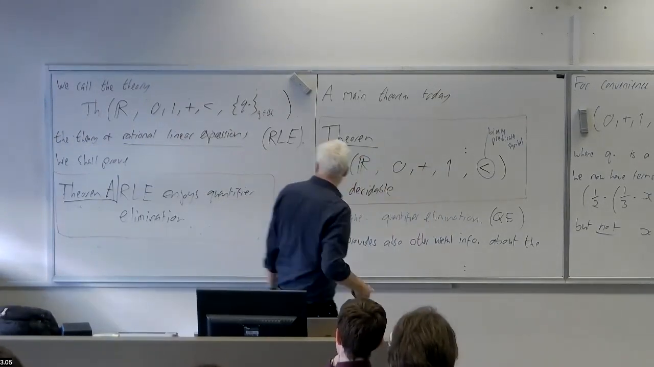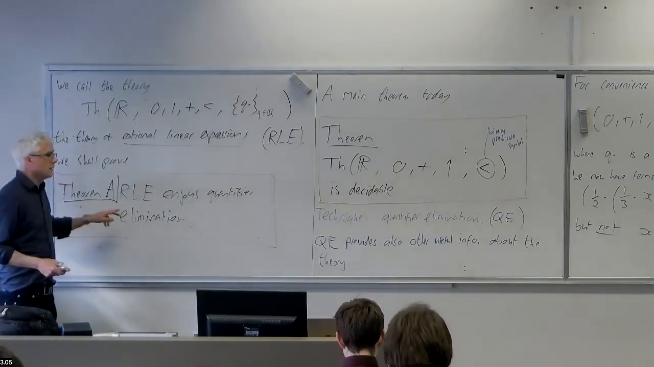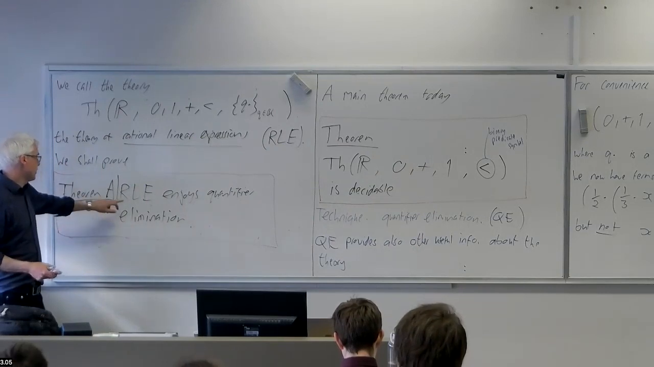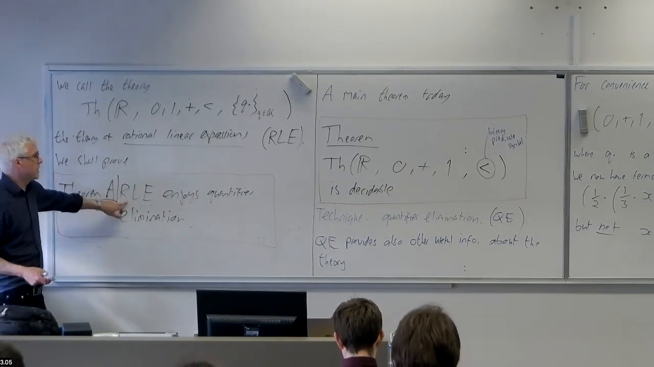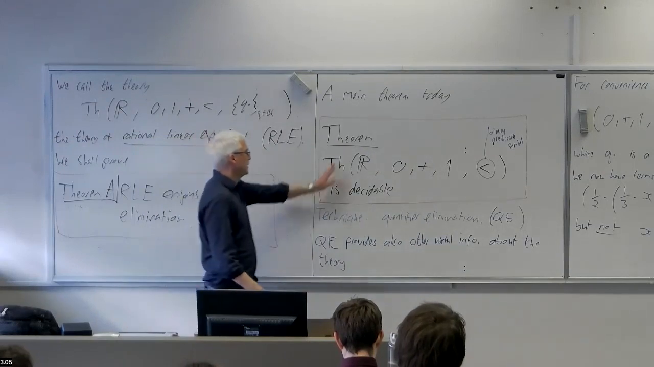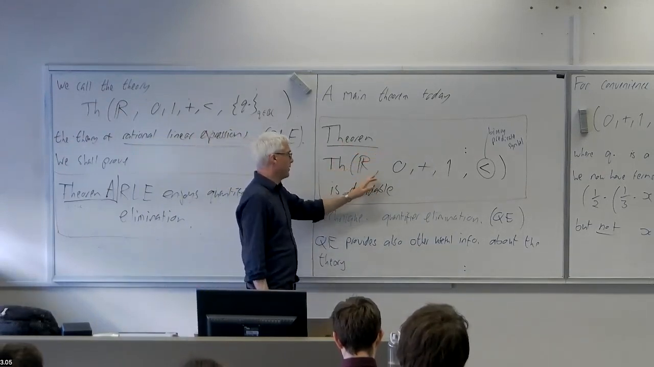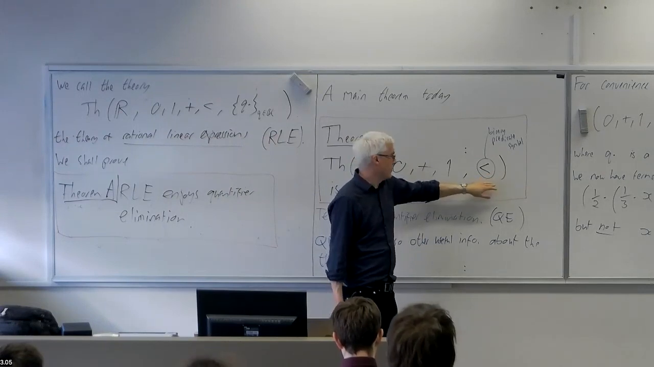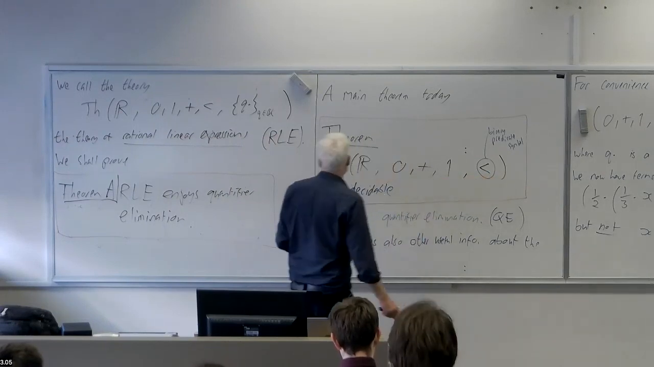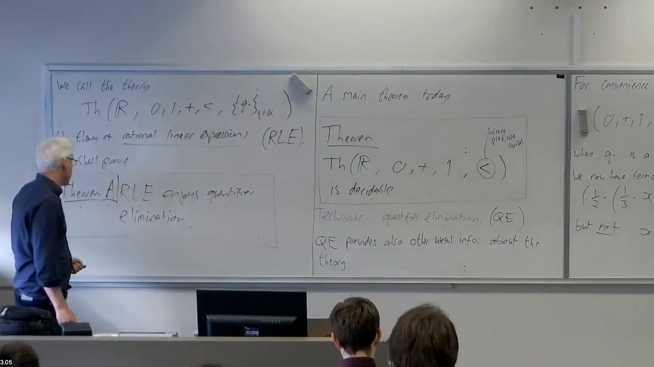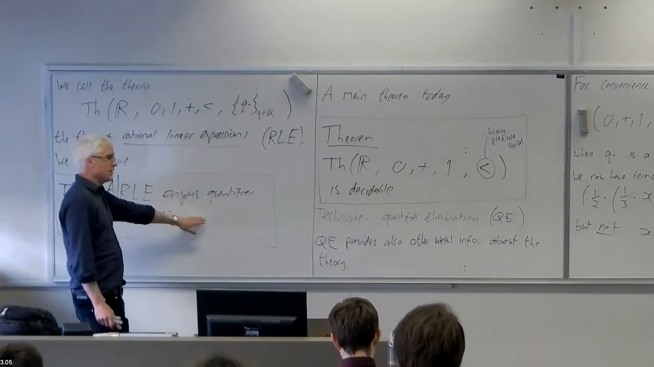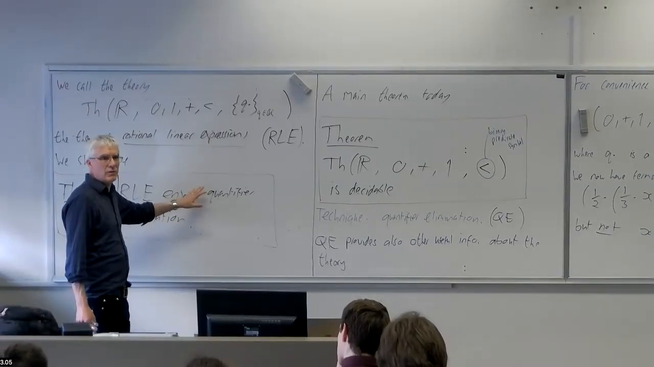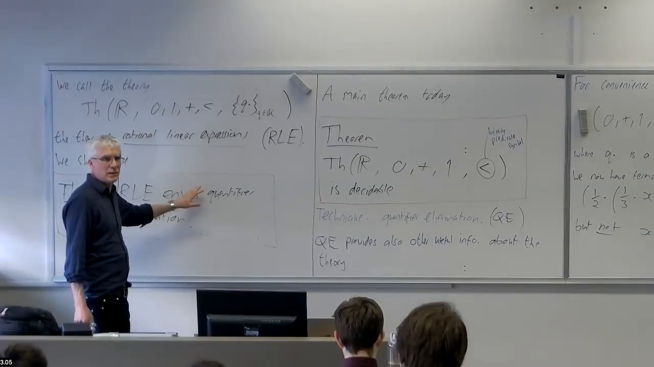Okay, but before doing this, I want to do two things. So firstly, I want to relate this theory of rational linear expressions to the theory I started with, the one that does not have the additional function symbols for scalar multiplication by rational. And secondly, in order to prove this, I want to refine a little bit our criterion for establishing quantifier elimination.